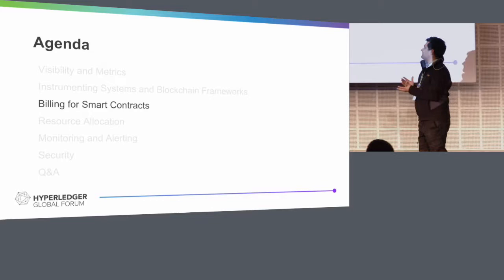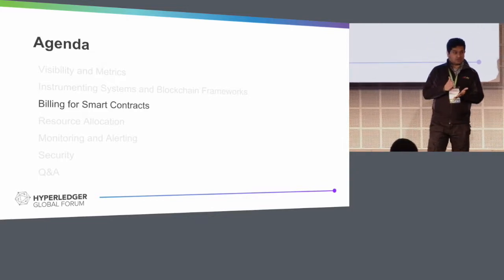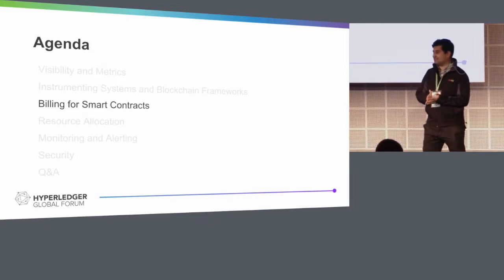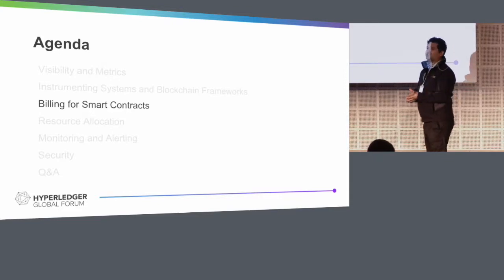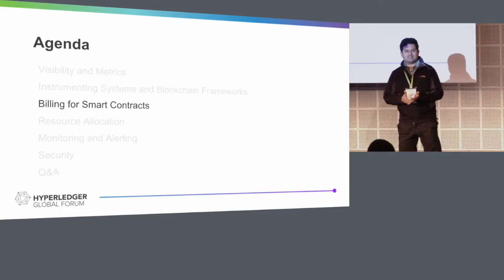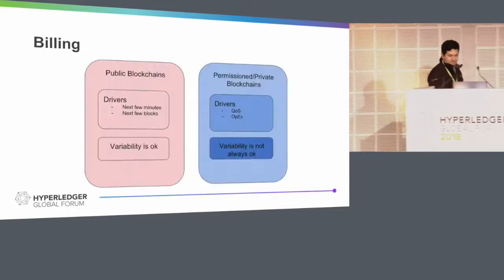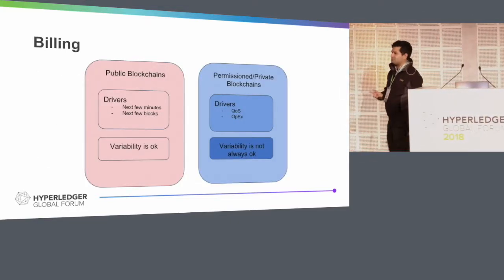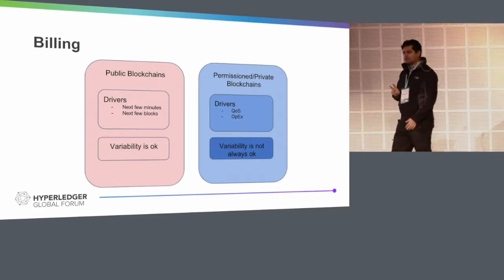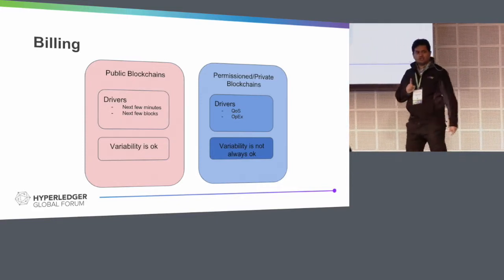So now we've looked at visibility and metrics. We've looked at how to get those metrics, right, in a non-invasive way. What do you do with that? One application is billing. So let's look at billing. How are you going to bill smart contracts? Billing for blockchain ecosystems can be of 2 types, based on what kind of blockchain you are deploying.